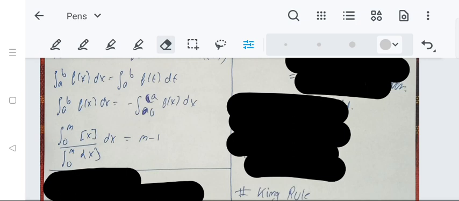This question I have seen in previous years, therefore I have put this: the integration 0 to n of box of x divided by the integration 0 to n of fractional part, it is directly n minus 1.